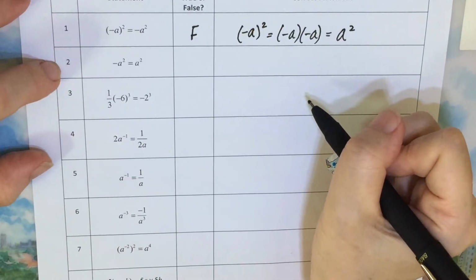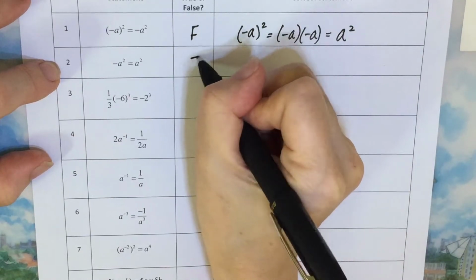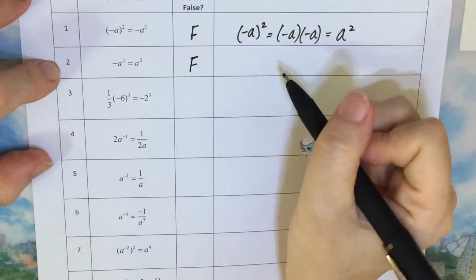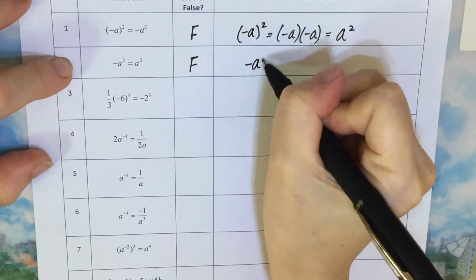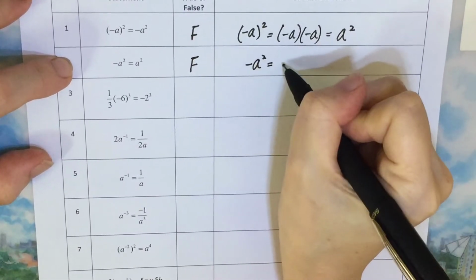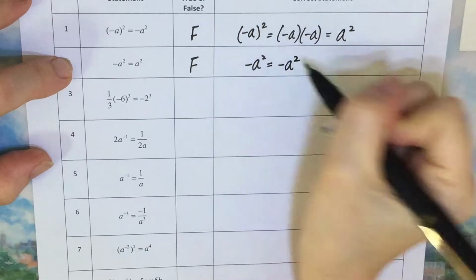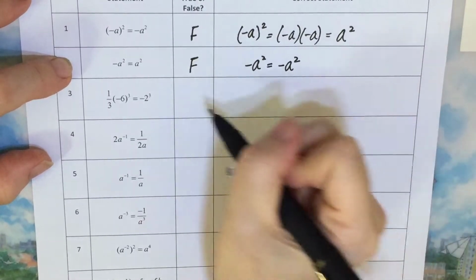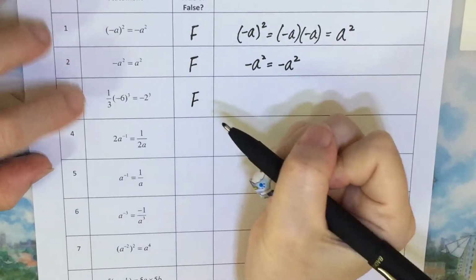Okay, question 2 is a false statement also, because one of them is negative. This is a negative number, so the answer should be negative. You cannot change it to positive. Okay, this is also a false statement.